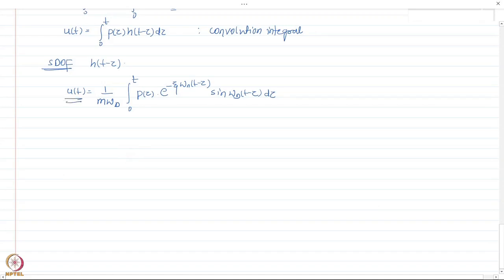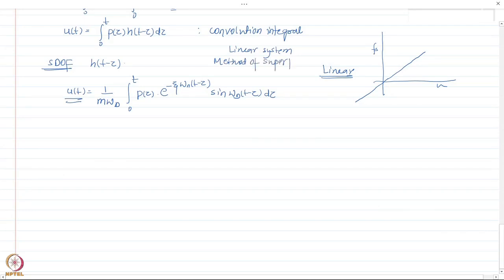Remember, I am able to simply sum up all these functions because I am assuming that they are linear, so my structure is linear. What linear means is, let us say my structure is linear elastic, so the fs versus u is basically like this. So the response I can directly sum up from the individual responses. So these convolution integrals are strictly for linear systems, because we are using the method of superposition.